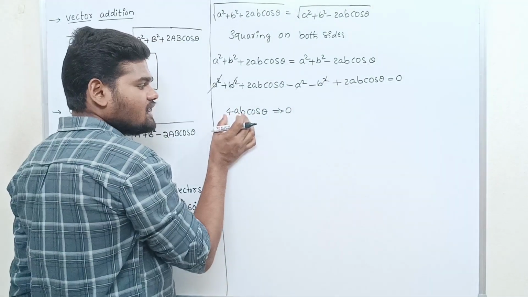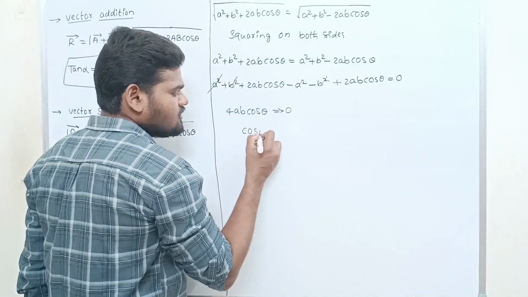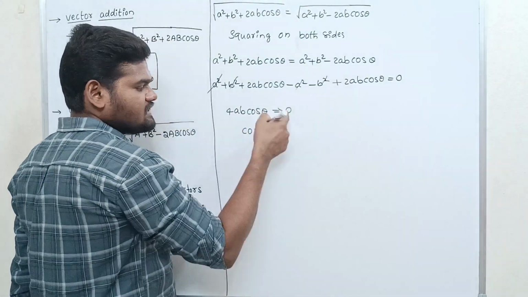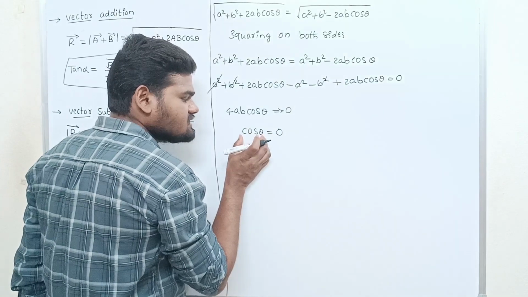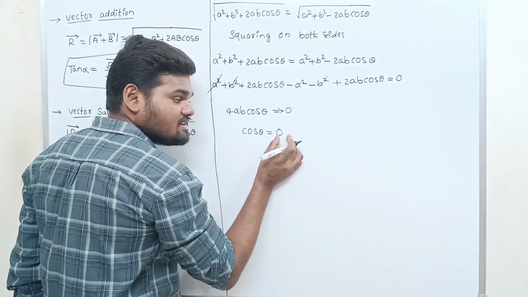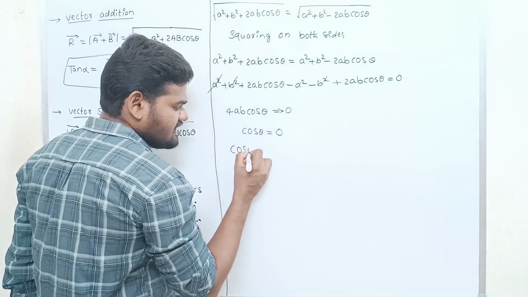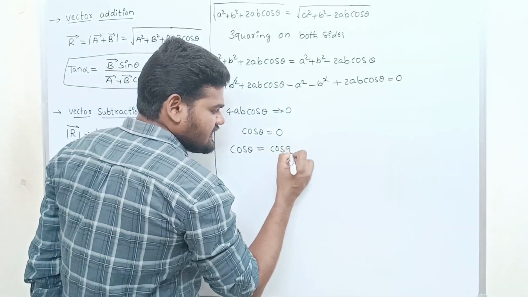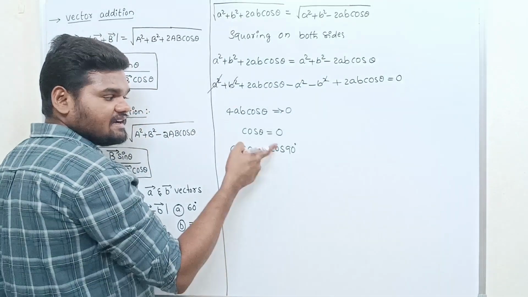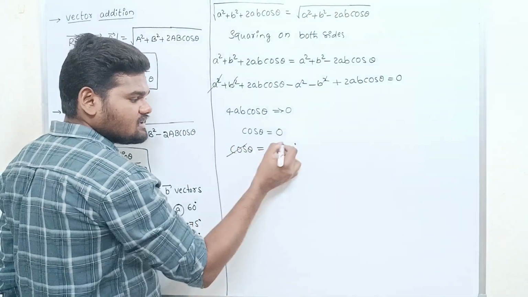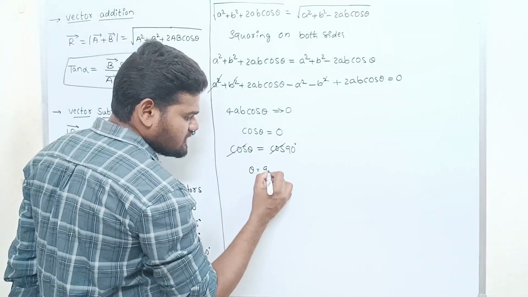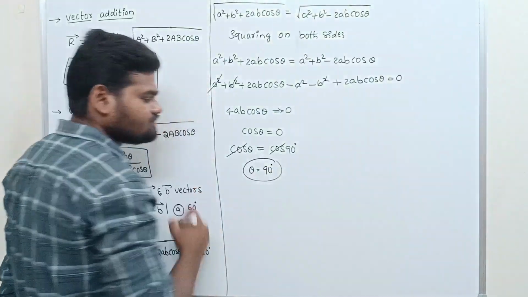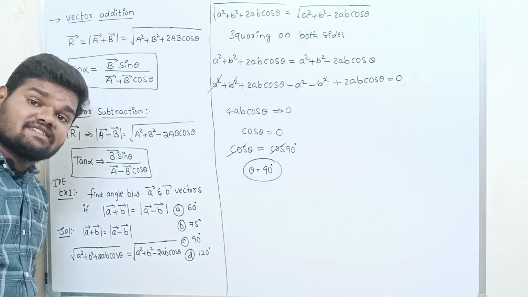Okay. If 4AB goes to that side, it becomes 0 divided by something, which is 0. Here we have cos theta is equal to 0. And writing this equation as cos theta is equal to cos 90 degrees. What is the value of cos 90 degrees? 0. So cos gets cancelled out and theta is equal to how much? 90 degrees. Any problem?